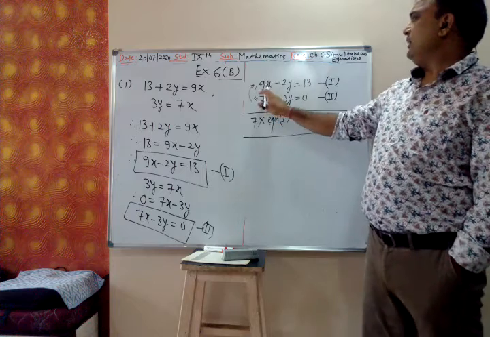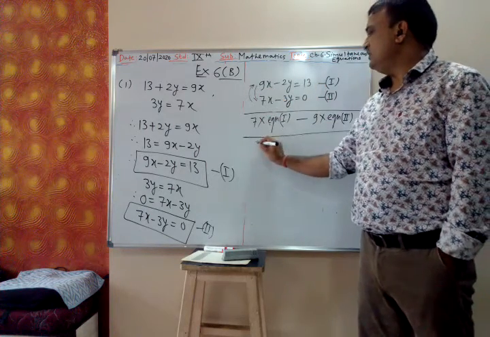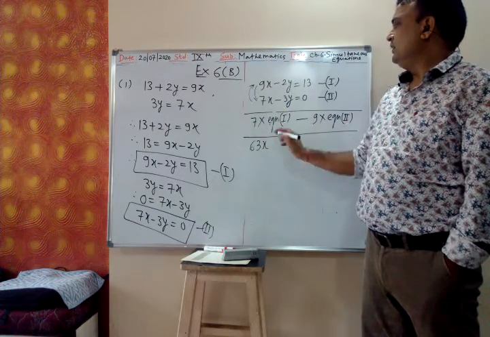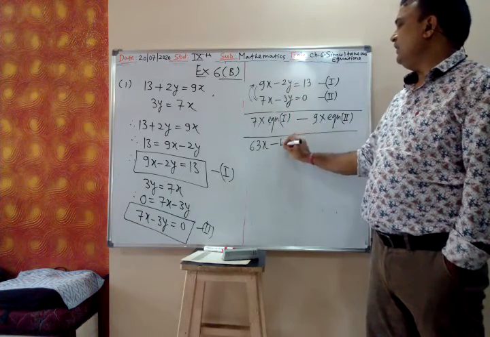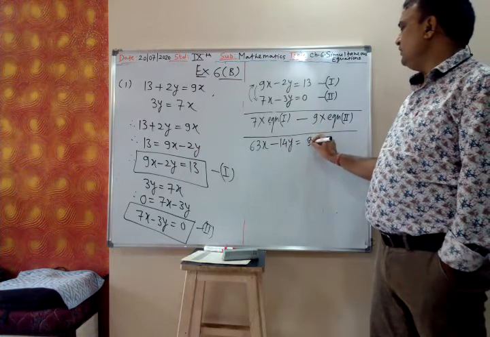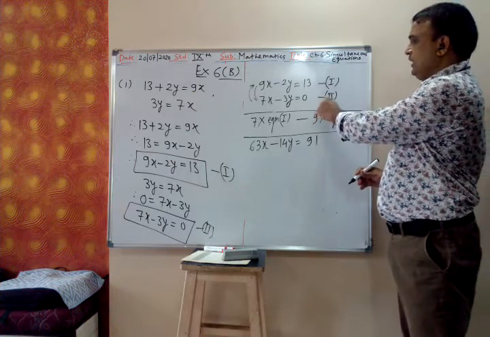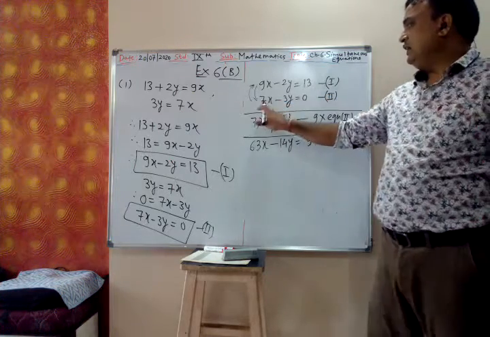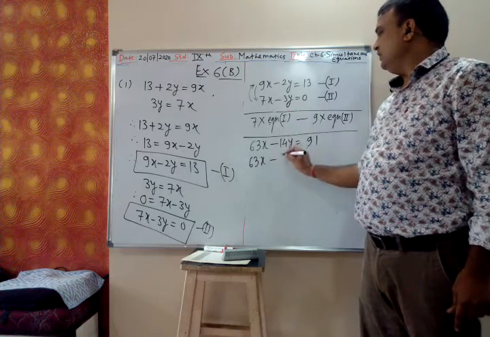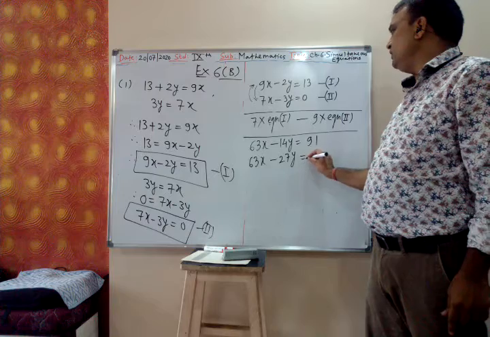So first I will multiply equation 1 by 7 throughout the equation. So 7 into 9, 63x, minus 7 into 2, 14y is equal to 13 into 7, that is 91. Then equation 2 by 9. So 9 into 7, 63x, minus 9 into 3 is 27y is equal to 0 into 9, 0.